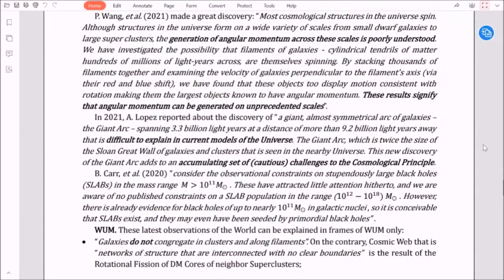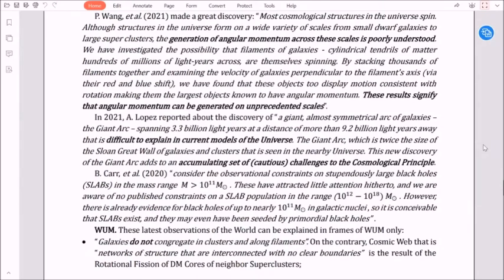In 2021, Lopez reported the discovery of a giant, almost symmetrical arc of galaxies, the giant arc, spanning 3.3 billion light years at a distance of more than 9.2 billion light years away. That is difficult to explain in current models of the universe. The giant arc, which is twice the size of the Sloan Great Wall of galaxies and clusters seen in the nearby universe, adds to an accumulating set of cautious challenges to the cosmological principle.